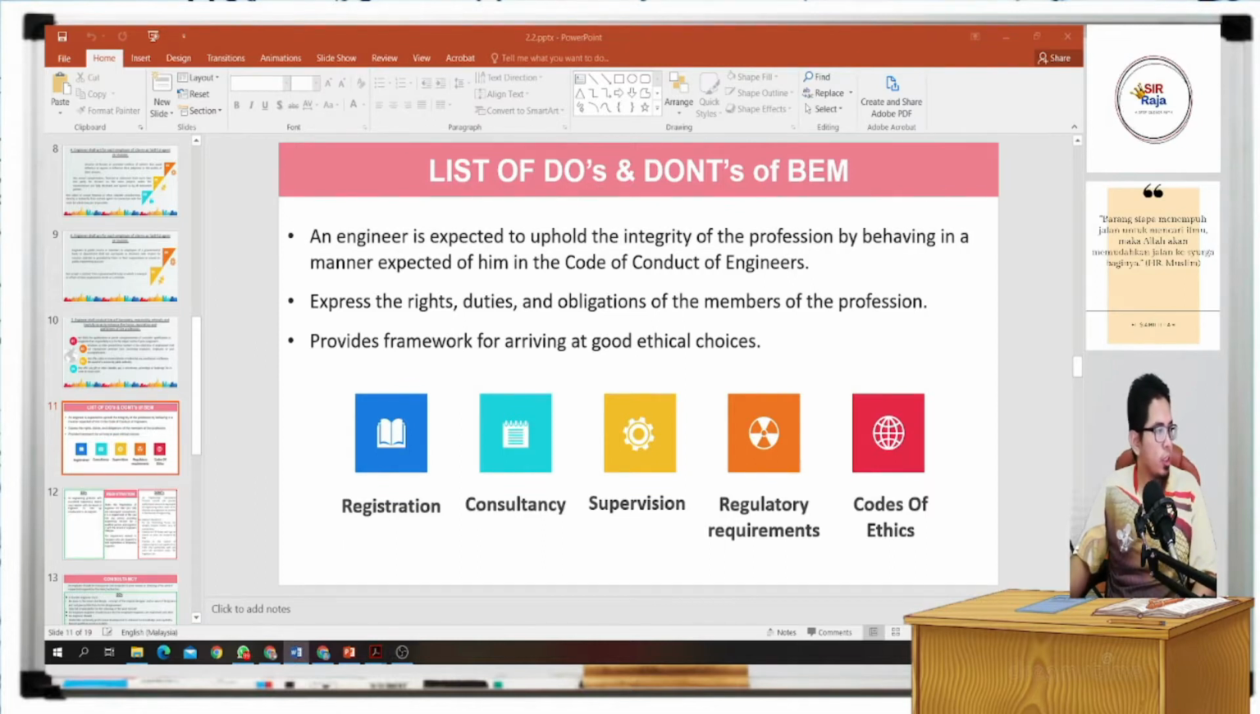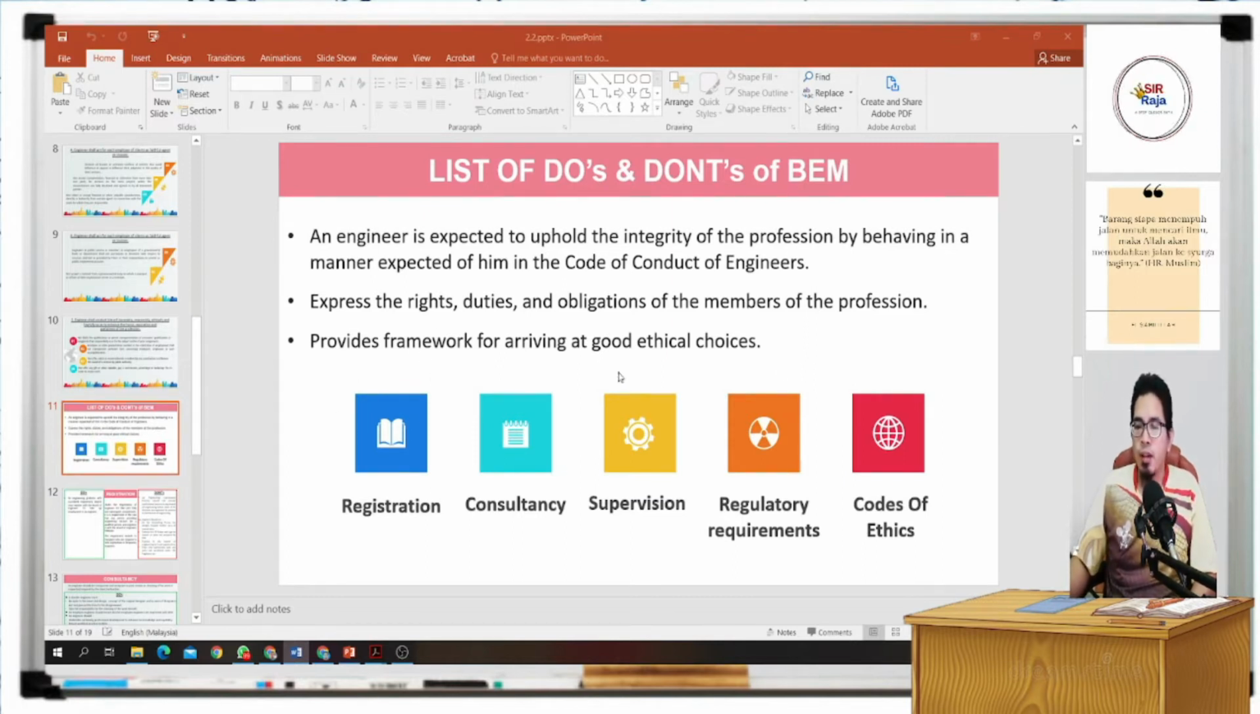The first question is from group 4. Before we go further to the question, I just want to give you a very brief summarization of this do's and don'ts list, the Code of Professional Conduct by BEM.